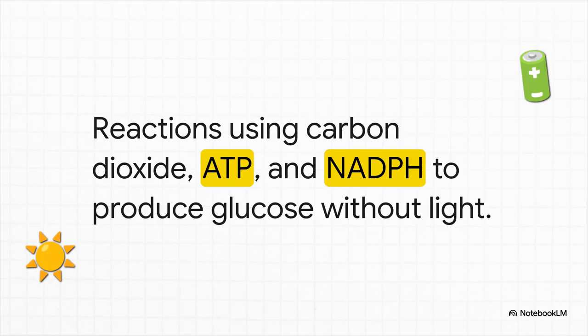So, what exactly is the Calvin cycle? To put it simply, it's a series of reactions that uses carbon dioxide, ATP, and NADPH to produce glucose. And here's the kicker. It does all of this without directly requiring light. That's exactly why it's called the light-independent reaction. But, and this is a really important distinction, even though it doesn't need a direct beam of sunlight shining on it, it depends entirely on the ATP and NADPH we just talked about. It's still using the energy captured from the sun, just indirectly.